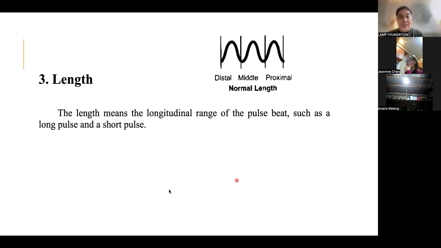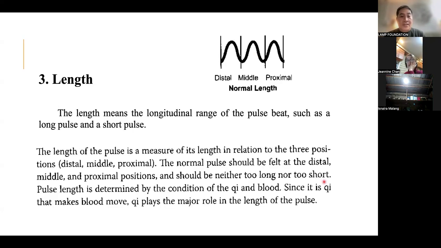Obviously a long pulse would exceed the Cun Guan Chi positions. The length of the pulse is a measure of its length in relation to the three positions. The normal pulse should be felt at the distal, middle, and proximal, and should be neither too long nor too short. So what determines the pulse length? The chi and blood, of course. Actually, in reality, when we check the pulse, it reflects the heart chi.